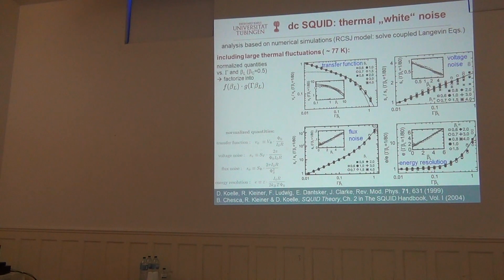Basically, the result was, in a nutshell, that you can factorize all the expressions, the transfer function, voltage noise, flux noise, energy resolution, into two expressions. One function just depends on beta L, and one depends on the product gamma times beta L. Looking at the main graphs of these four panels, plotting these quantities versus gamma times beta L, what you find above, let's say, a value of about 0.3 is that you start to lose a lot in transfer function. You start to increase a lot in flux noise, and also your energy resolution gets worse if you are in the regime of large thermal fluctuations.